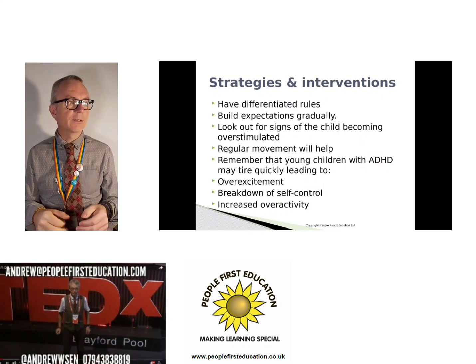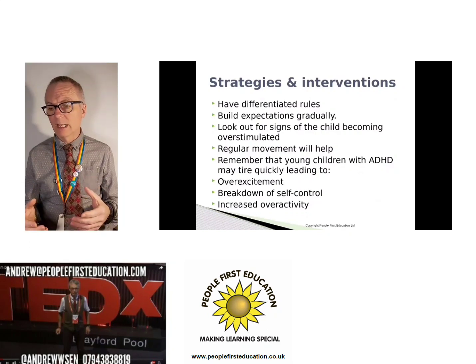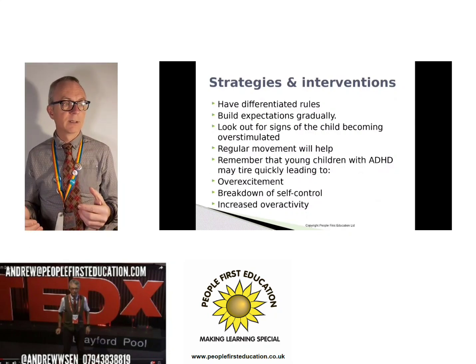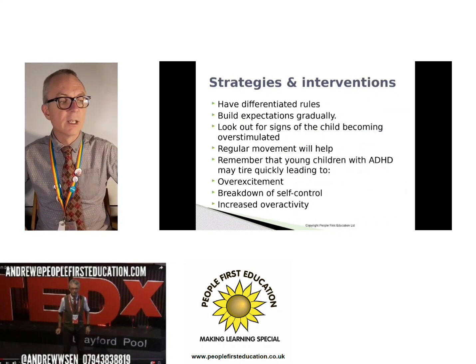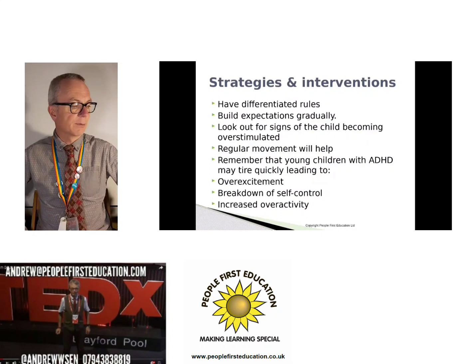Keep an eye on signs of the children becoming overstimulated. You will notice that, and bring it down. Regular movement breaks will help. Obviously, in early years settings, you hope they can get around and do lots of movements anyway. But regular movement breaks are helpful for all children with ADHD.